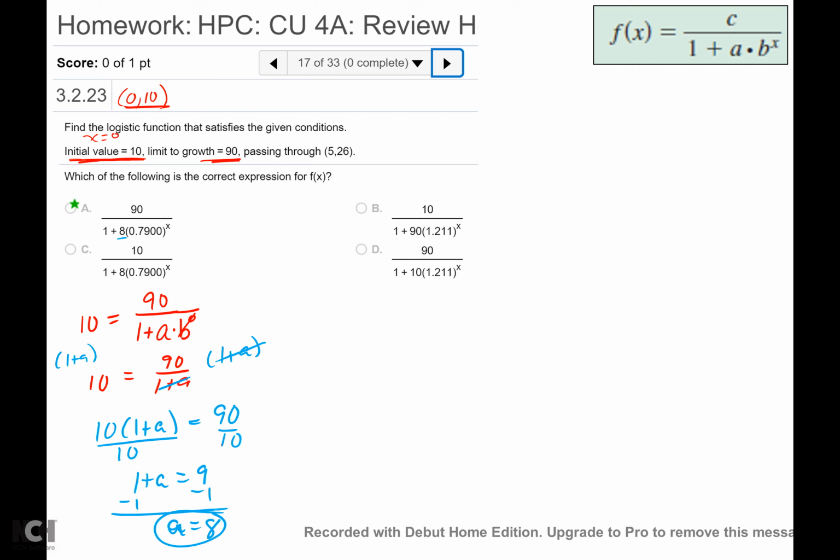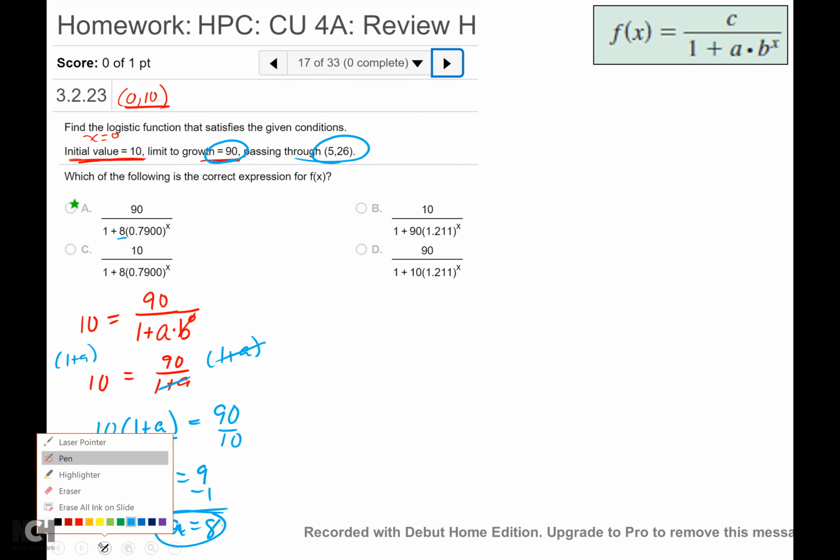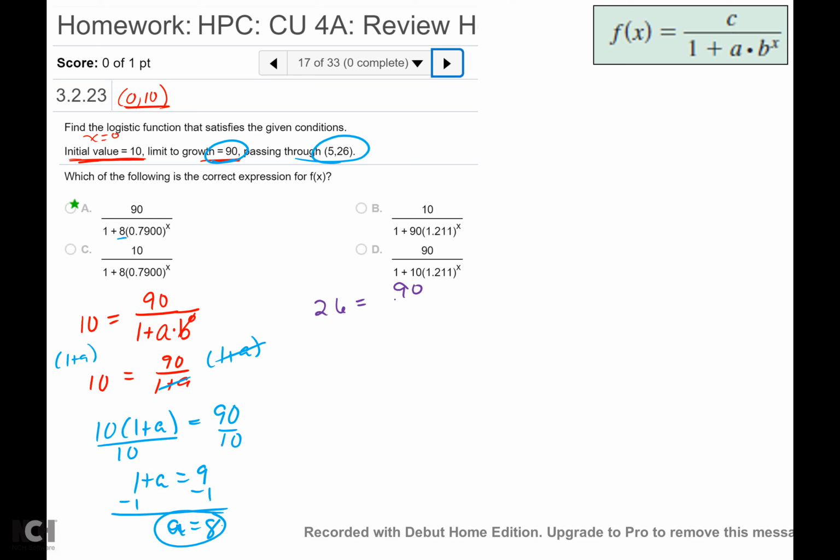Now I've got to figure out my base. So now I'm going to use my a, my c, and this point to figure out what b is. I'm going to make my y 26. My c is still 90. 1 plus my a, which is 8, times b to the 5, because I'm using this x and this y. So now if I want to solve for b, I'm going to multiply by 1 plus 8b to the 5th. That gets rid of that, so I have 26 times 1 plus 8b to the 5th equals 90. Now I'm going to divide by 26.